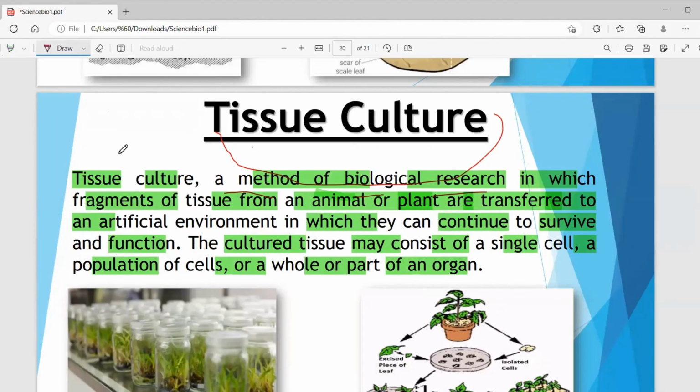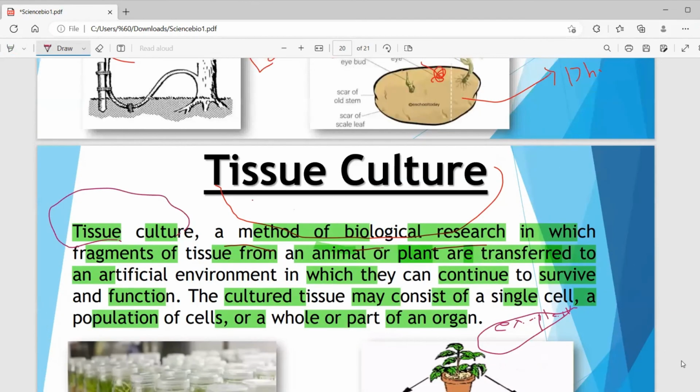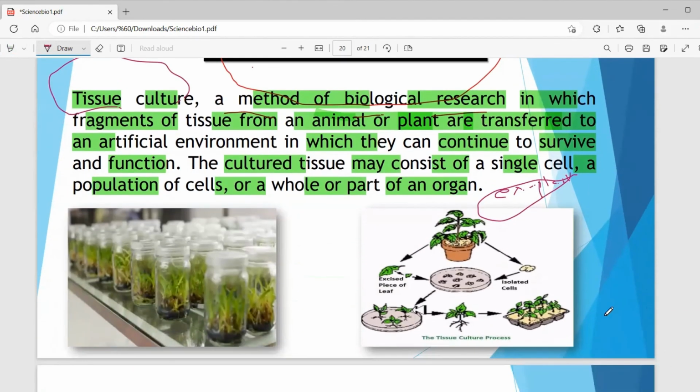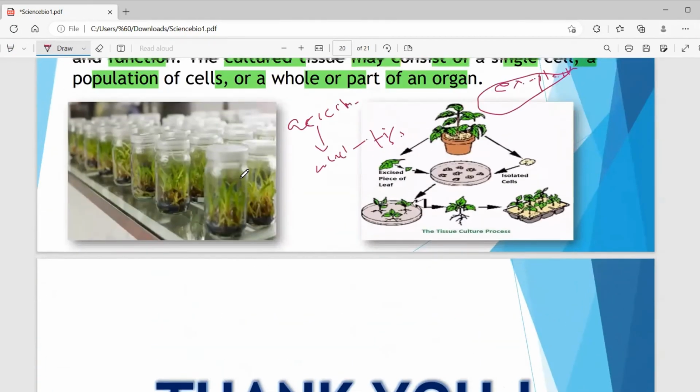In tissue culture we use the term explant. It is the part derived from the mother plant. An explant is the plant part we are going to use in tissue culture. You also have to know the term acclimatization. Acclimatization means we acclimatize the tissue culture plant to the surrounding environment.